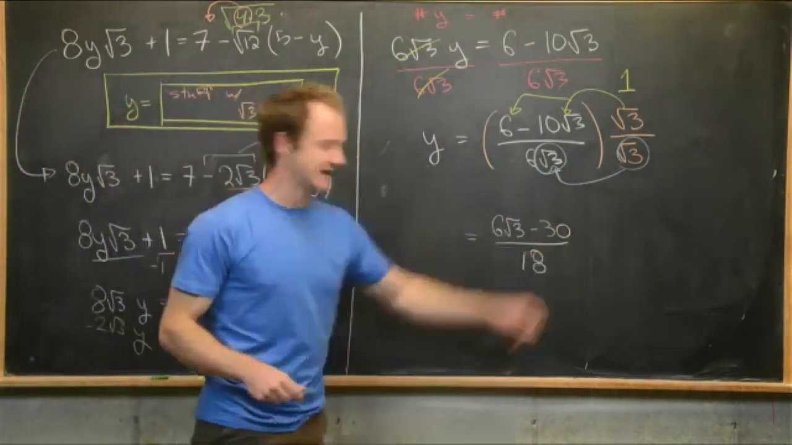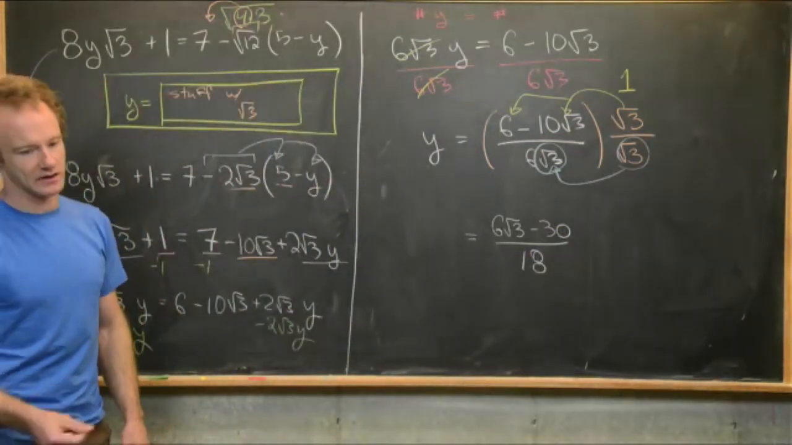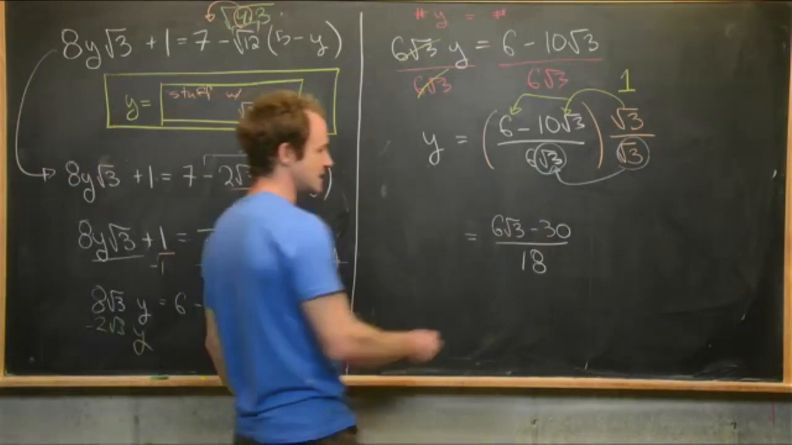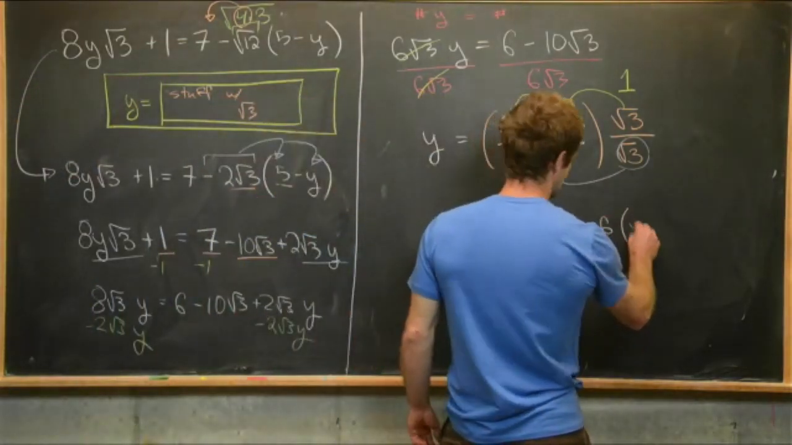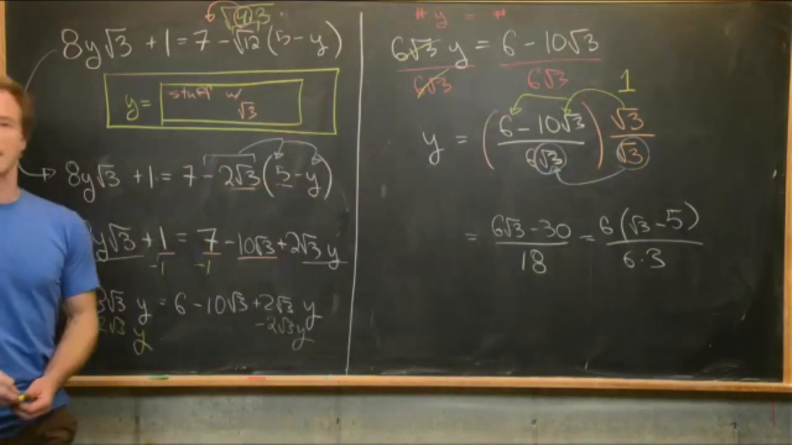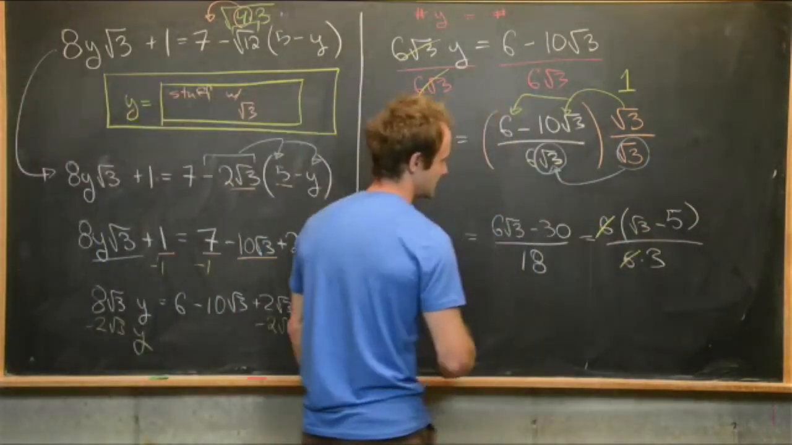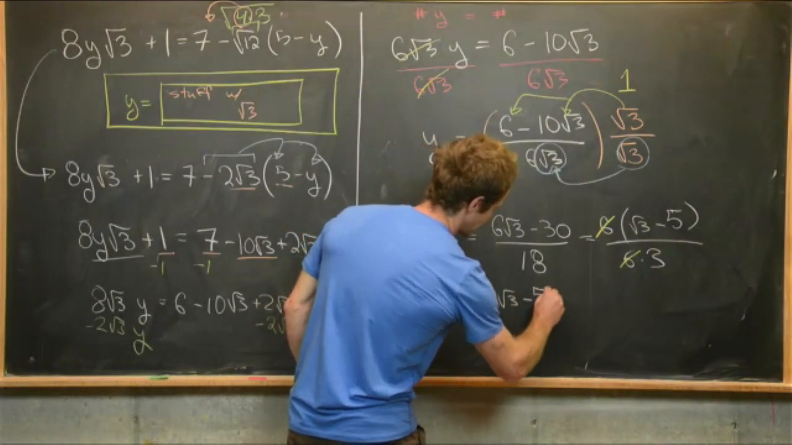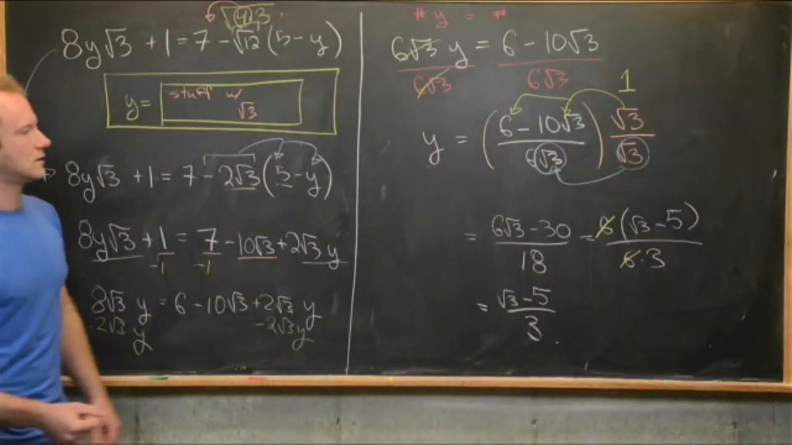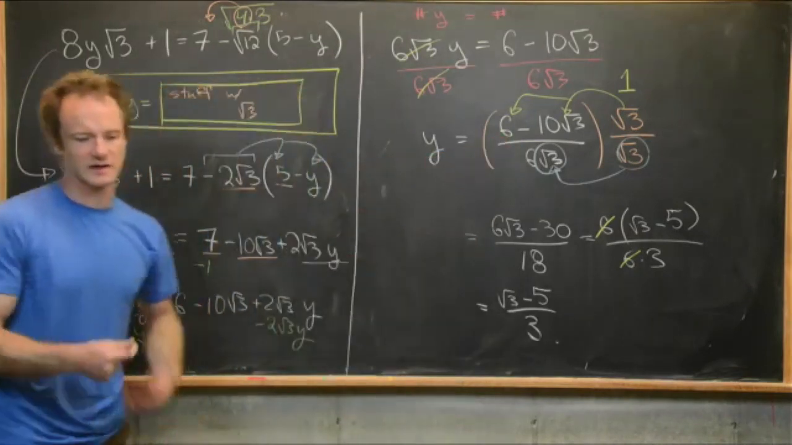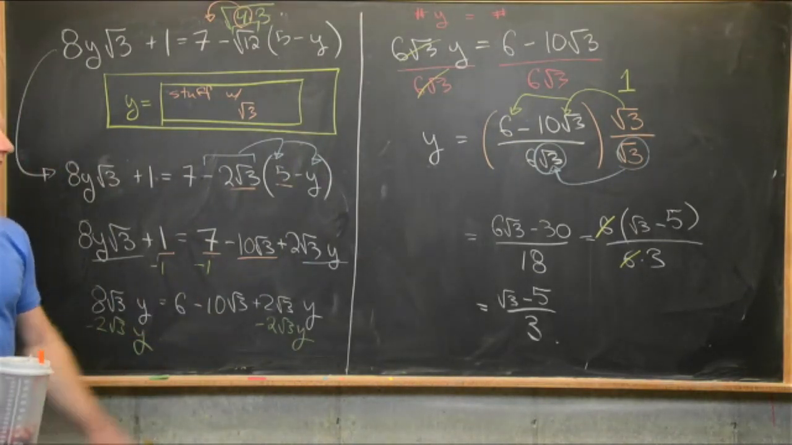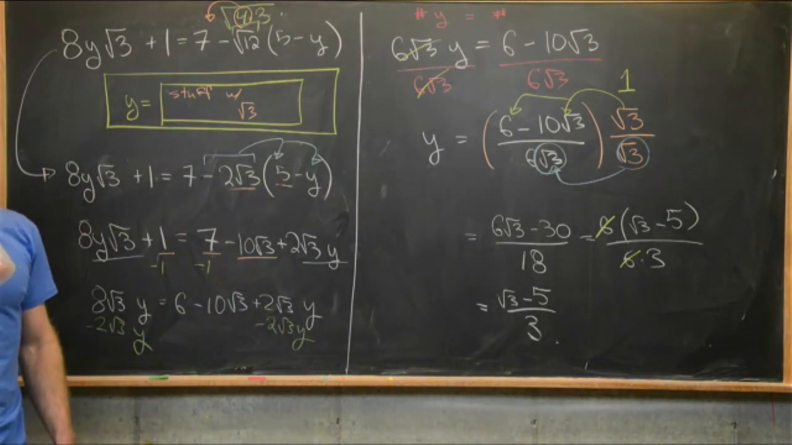And now we can actually simplify this a little bit more. Notice that you can factor a 6 out of the numerator and a 6 out of the denominator. 30 is 6 times 5, and 18 is 6 times 3. So we can write this as 6 times root 3 minus 5 over 6 times 3. Then these 6's cancel, and you're left with root 3 minus 5 over 3. It's the same as this number right here, but sometimes you want the simplest possible version, and maybe this is the simplest possible version of the solution.